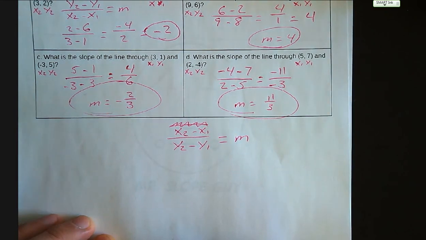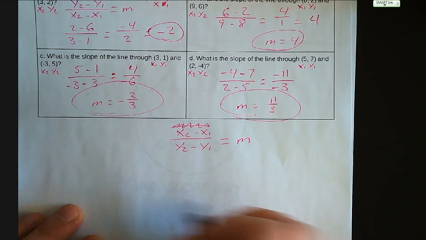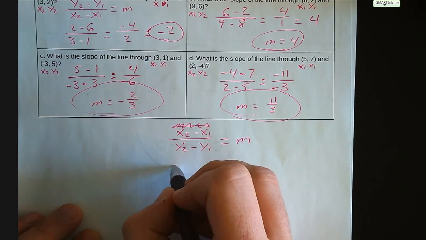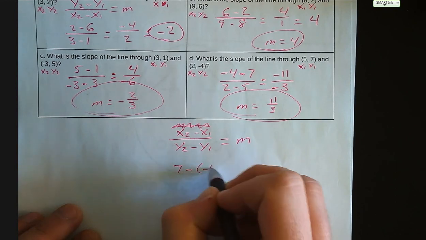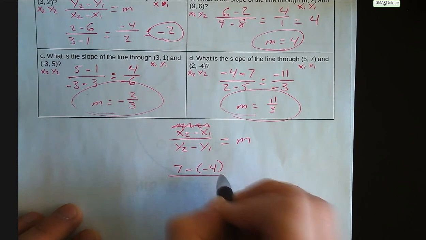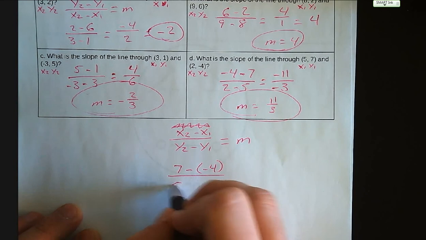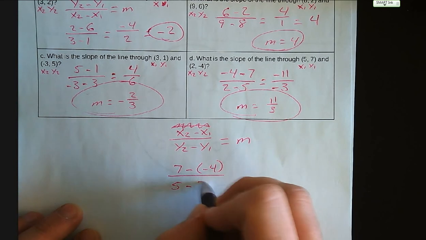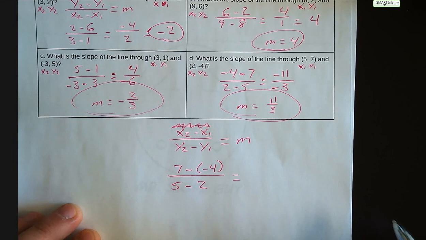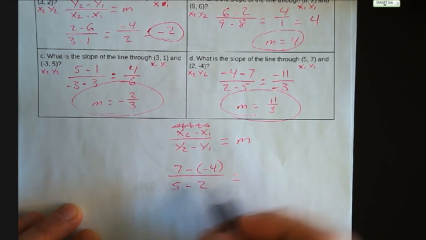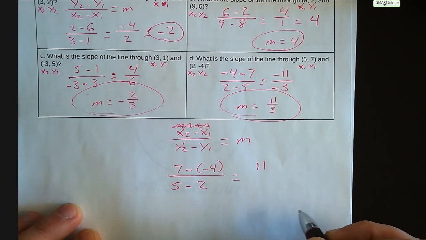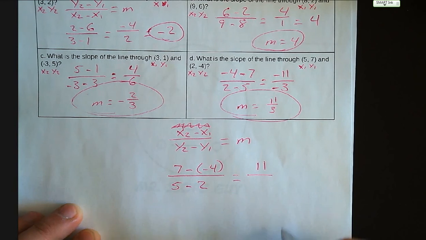So this will be 7 minus negative 4 over 5 minus 2. So you can see all we've done is switch which order we put them in. 7 minus negative 4 is going to be plus 4, so it's 11, over 5 minus 2 is 3. Hey, look, that's the same.